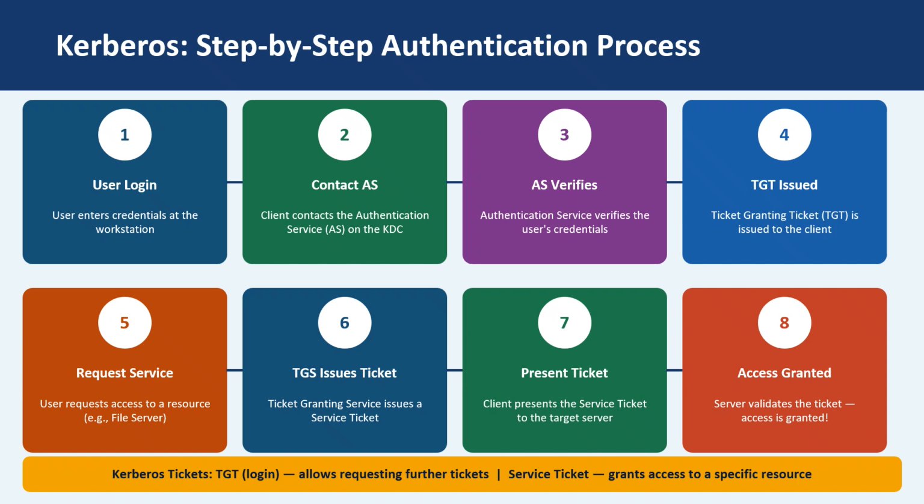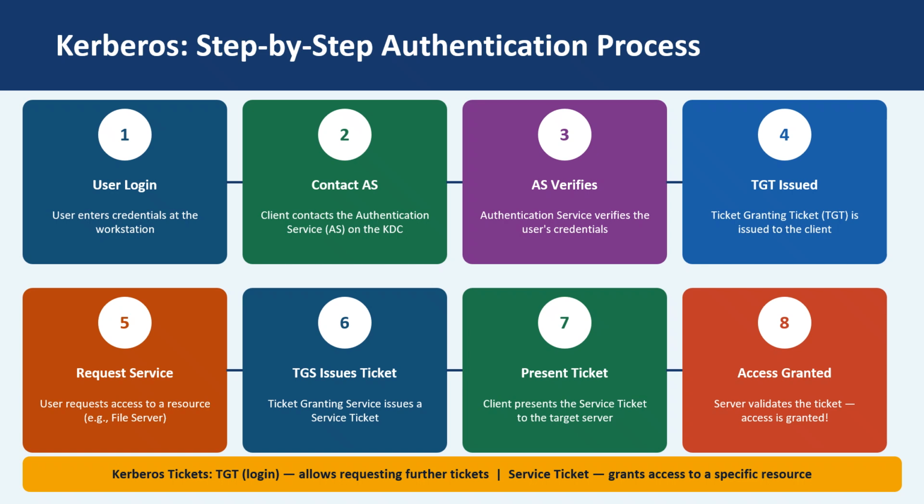Kerberos step-by-step process. Step 1. User login. User enters credentials at the workstation. Step 2. Contact AS. The client contacts the authentication service on the KDC. Step 3. AS verifies. The authentication service verifies the user's credentials. Step 4. TGT issued. The ticket granting ticket is issued to the client.